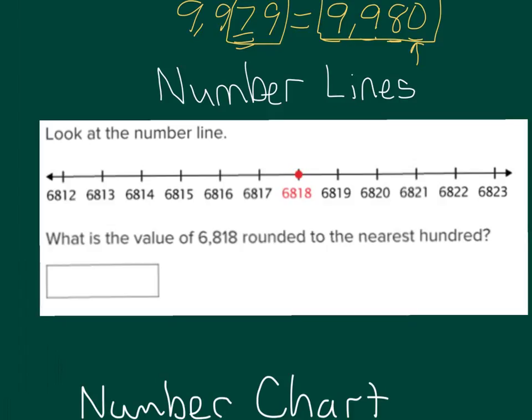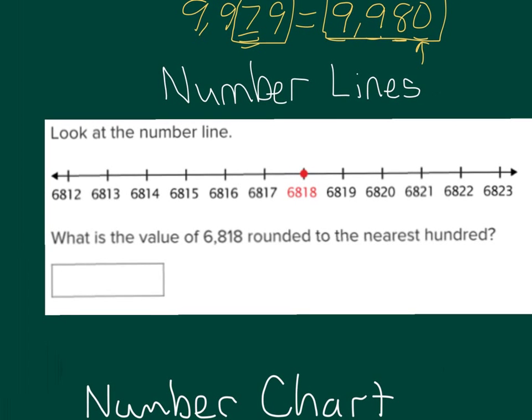You will also need to round numbers by looking at number lines. However, these questions are a little silly because the number line won't help you. It would if it was a larger number line. So I will show you how to answer this question without the number line. What is the value of 6,818 rounded to the nearest hundred?